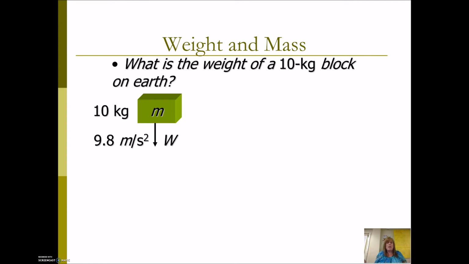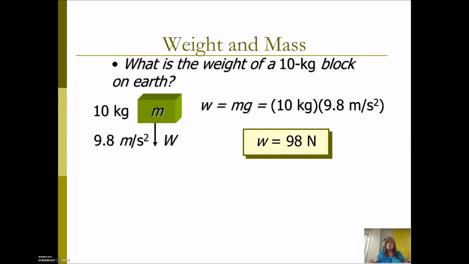So if I talk about mass and weight, let's take a look at how we would calculate the weight of a 10 kilogram block, or the force of gravity on that block. So all we do is we take our 10 kilograms, our mass, and we multiply by the acceleration due to gravity here on Earth, 9.8. Now notice when we do that, we don't put in negative 9.8. You're using the value of g, 9.8. The negative comes in the fact that the force points straight down.